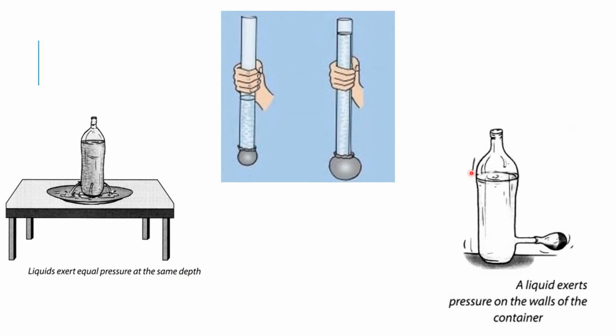In this, we have taken one plastic bottle and one glass tube. Make it a little hot and insert it in the bottle, and tie a balloon at one end, tie it tightly, and fill it with water. We can see the bulge in the balloon. Thus, we can say liquid exerts pressure on the walls of the container.